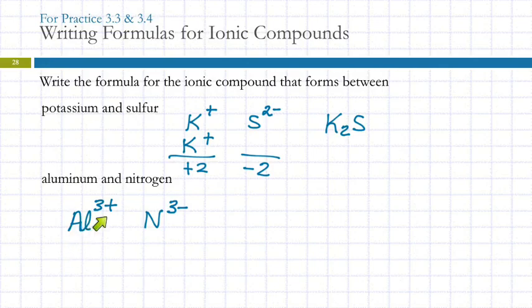So if we've got +3 and -3, you just push one of each of these together. That's the smallest unit that's going to be electrically neutral. So AlN. It is very important that your capital letters be capitals and your lowercase letters be lowercase.